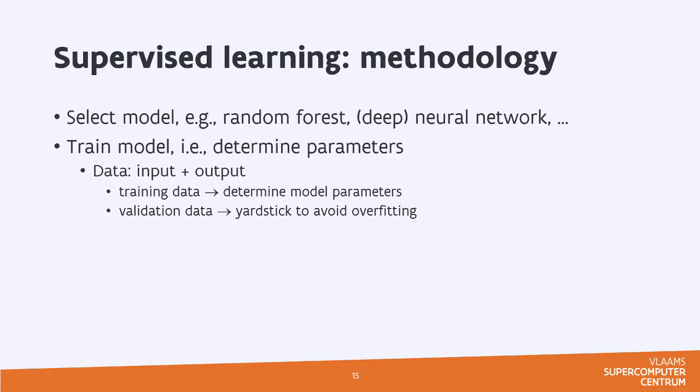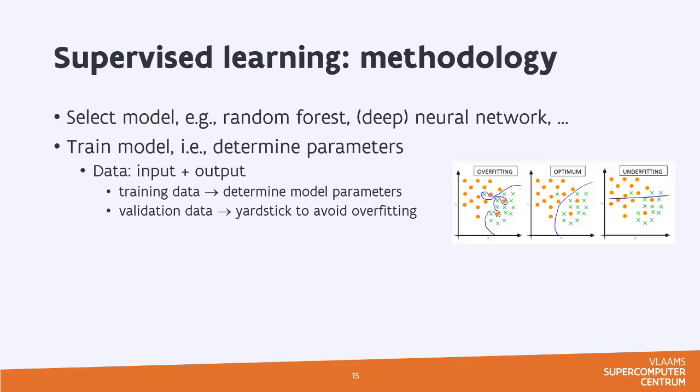The data, we're in supervised learning, consists of input and output. That data you would separate into two parts. The training data, that would determine your model parameters, and validation data, that's your yardstick in order to avoid overfitting.